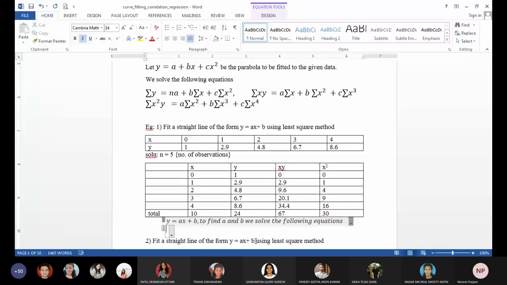So how do you get the first equation? You add it. Whatever equation is given, you add it n times. So we get this as the first equation: summation y equals a summation x plus n into b. For the second equation, multiply it by x and then add.